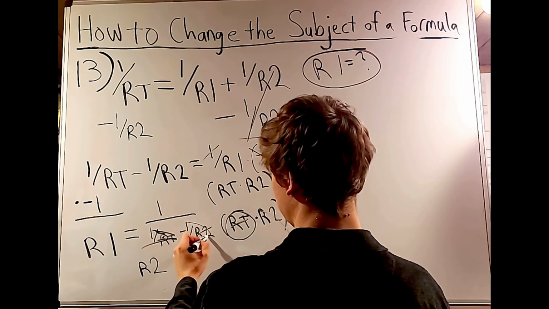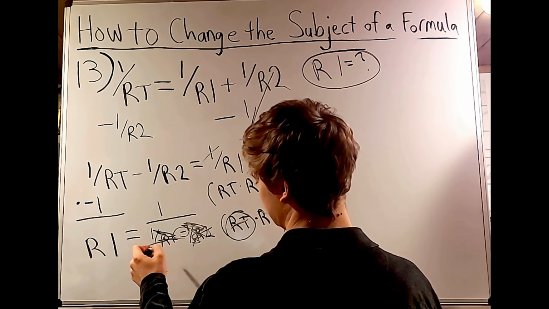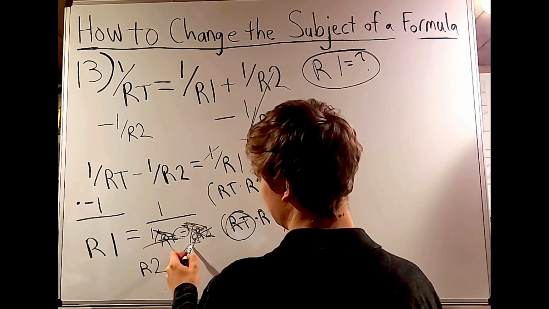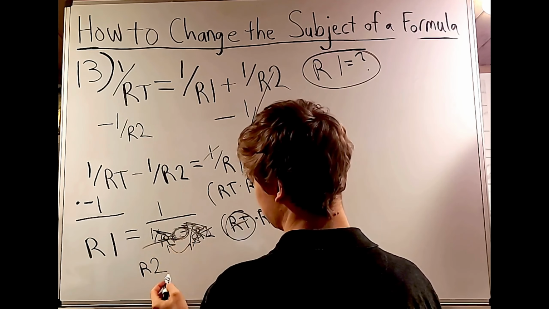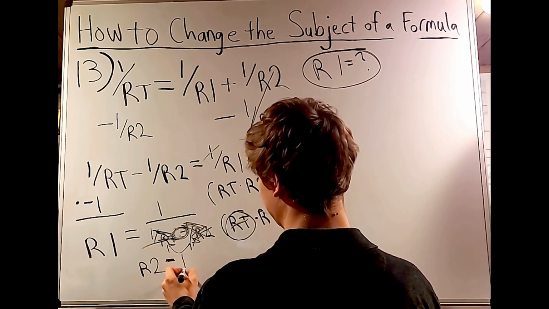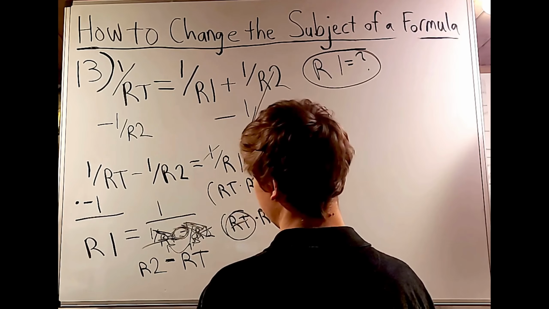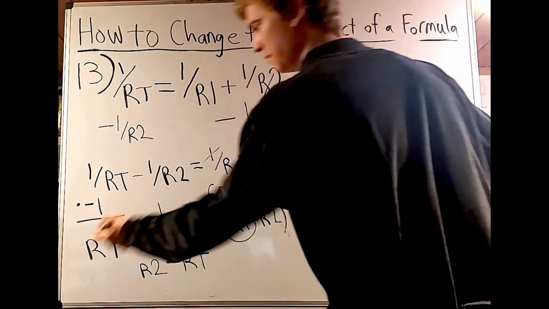So R2 is canceled out, so the whole 1 over R2 is canceled out completely. Left over is the fact that these two were being subtracted from the beginning. We still have the subtraction left over, so we're going to have R2 minus now RT. And then of course you can imagine what 1 times this would be. Okay, so now I'm going to start writing this out.